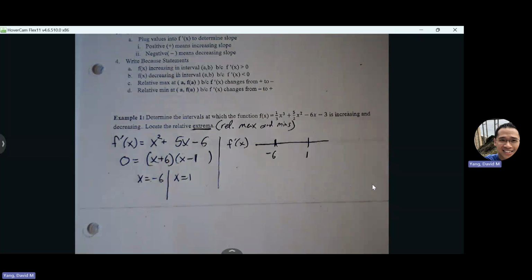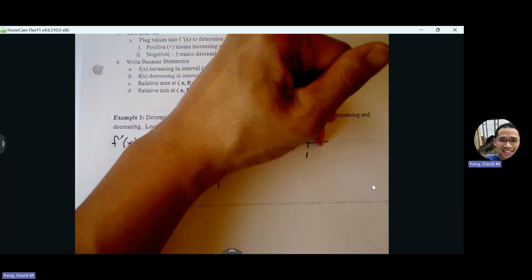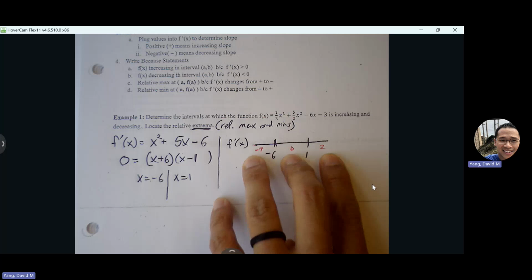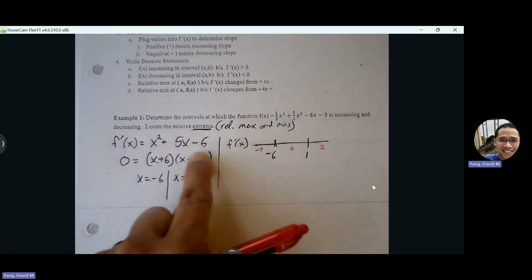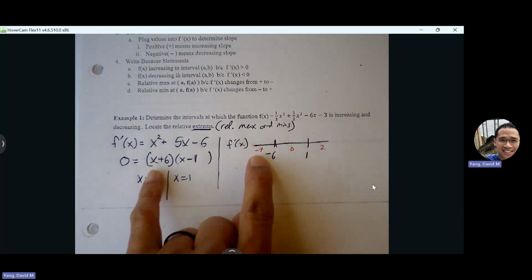Place your critical points onto your sign line. Choose values in each subinterval. We'll choose negative 7, I'll choose 0, I'll choose 2, but you can choose other numbers as well, as long as they fall within the interval. And then we plug into our derivative. I like factored form because we can just gather the signs without having to do a bunch of calculations.